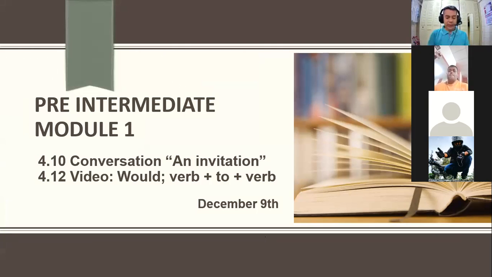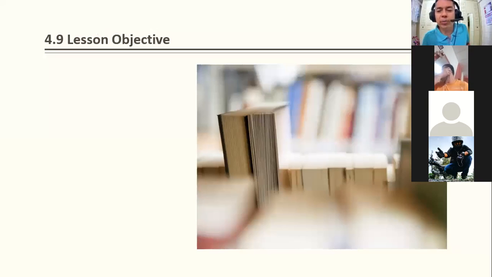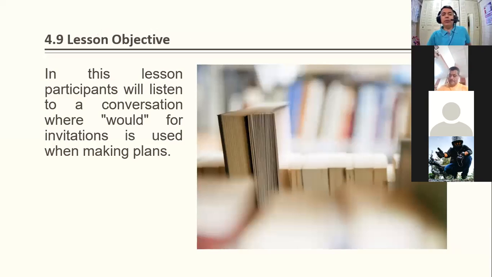Conversation, right? And that is 4.10, and 4.12, that is the video with the use of would, right? Okay, let's start with the lesson objective, right? Selena, can you read the objective for the first part, please? Okay, lesson objective. In this lesson, participants will listen to a conversation where would for invitation is used when making plans. Very good, thank you very much. So a conversation, right? And pay attention that when we listen to the conversation, we're going to check would, right?